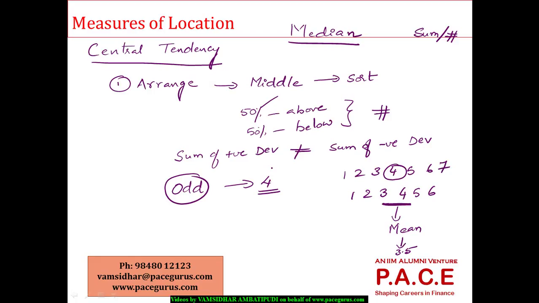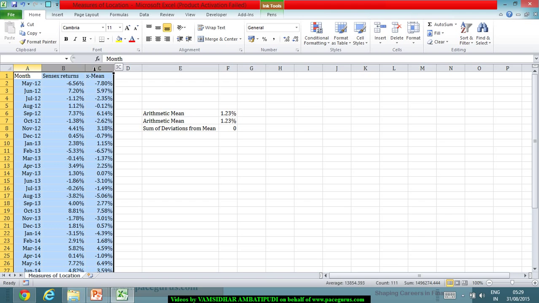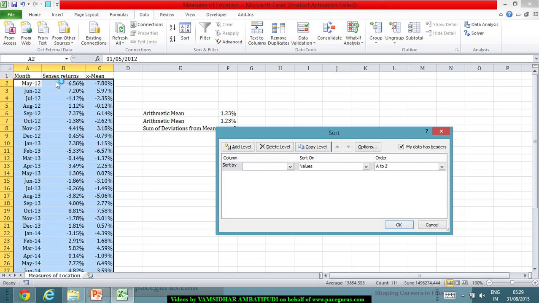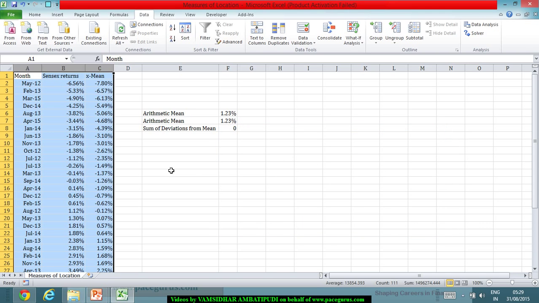So again, I can do the same using Excel as well, wherein I can first do the sorting. I can very well sort this data. Let me try this out. This entire data, we go to Data and do the sorting. I want to sort it, let's say, in ascending order of the Sensex returns, smallest to largest. Okay, so this is the data that is sorted in ascending order of the Sensex returns.